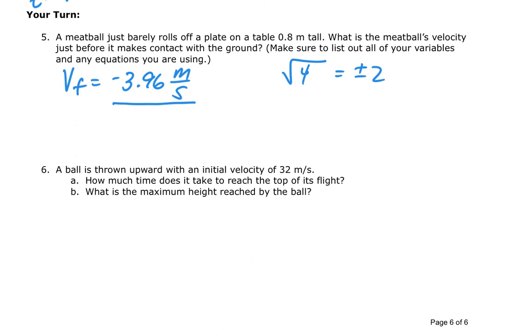All right, for problem 6 for the time, I got that the time it takes to get to the top of its flight is 3.27 seconds. That should be a positive number. Okay, so we know that our final velocity was 0. Our initial was 32 meters per second, and our acceleration was negative 9.8 meters per second squared. So I know that the time always has to be positive, and that did bear out in the equation.